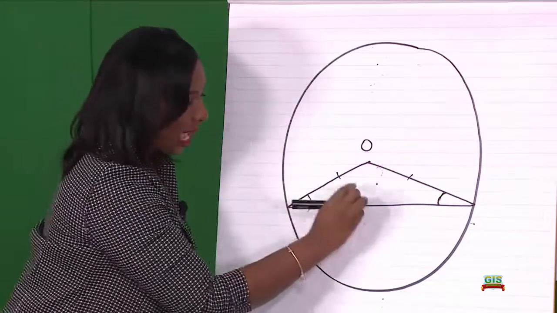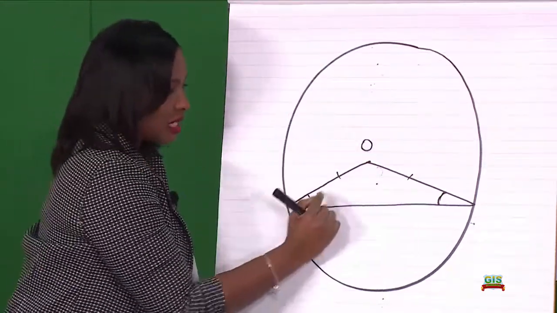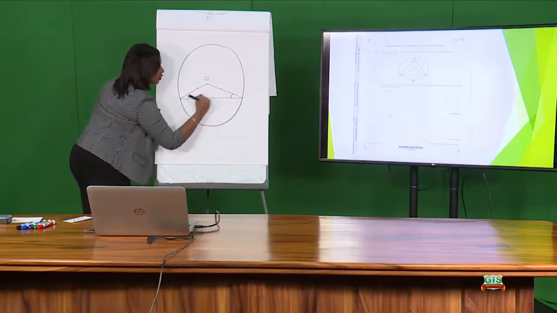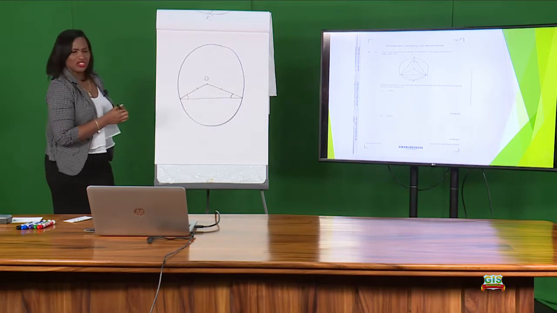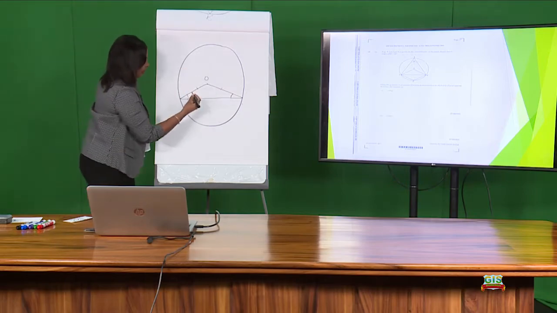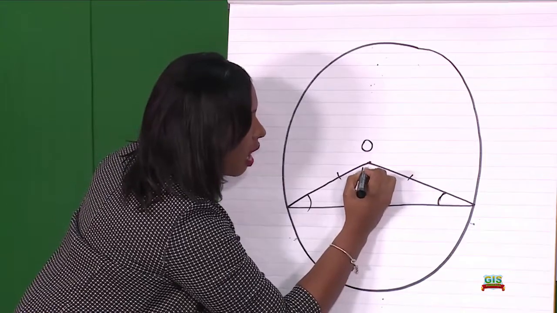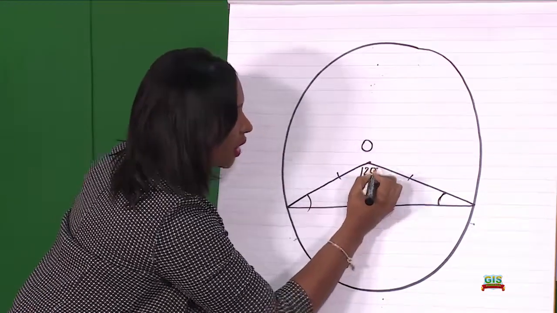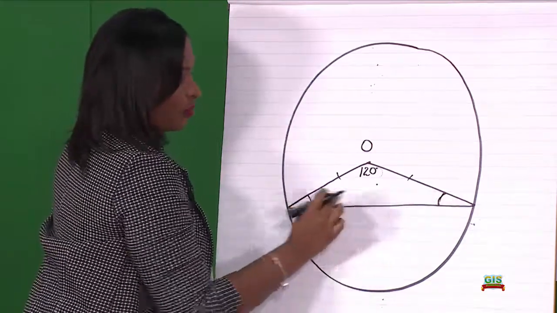So we have this isosceles triangle within the circle. If this is an isosceles triangle, these two angles are equal. All right, let's just see how that applies to circle theorem. Let's say I were to make this angle here 120 degrees. What is the size of one of those angles?